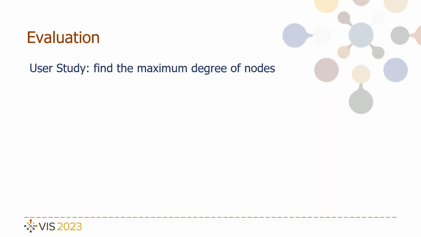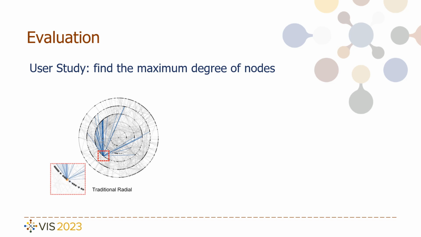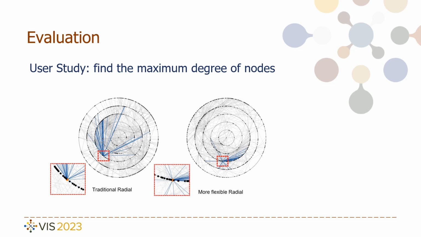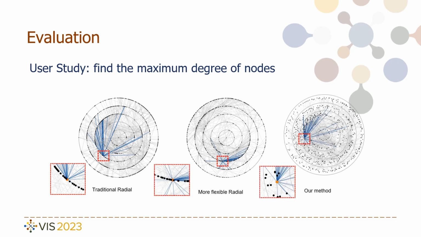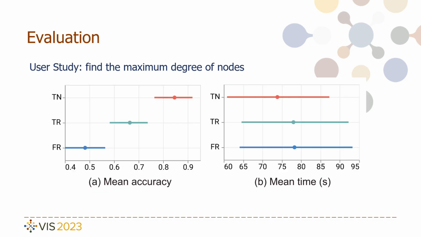To further evaluate our method in terms of human perception, we designed a user study. We let the user find the maximum degree of nodes in a certain level of a subgraph. This task tests the performance of the method on both level preservation and readability, which is well suited for demonstrating the effectiveness of our method. For the results, we found that our method is significantly better in terms of task completion accuracy and slightly better in terms of task completion time compared to other methods.